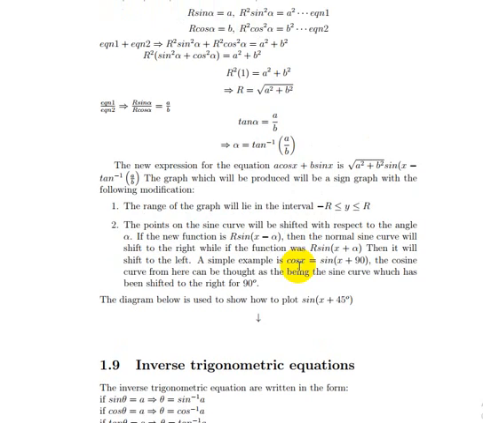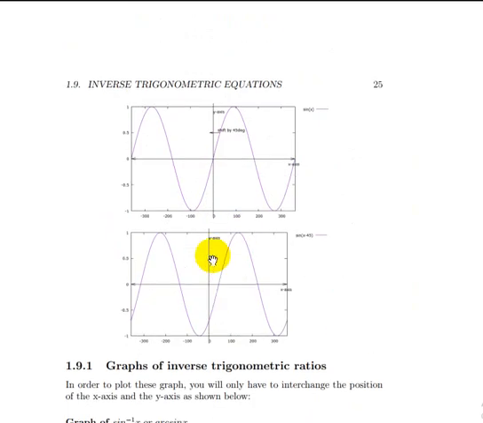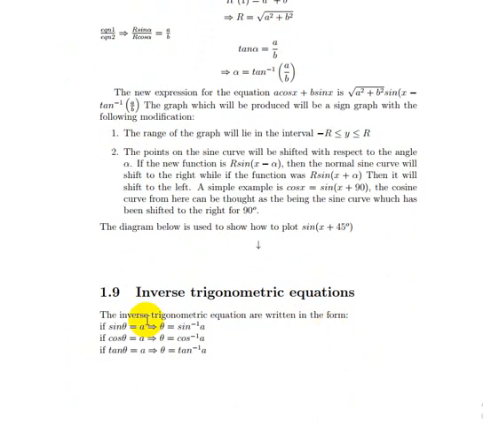So this is how to plot the complex trigonometric ratios. Now, inverse of trigonometric equations. You need to know that they are inverse to trigonometric ratios. For example, if you have sine theta equals a, cos theta equals a, and tan theta equals a.